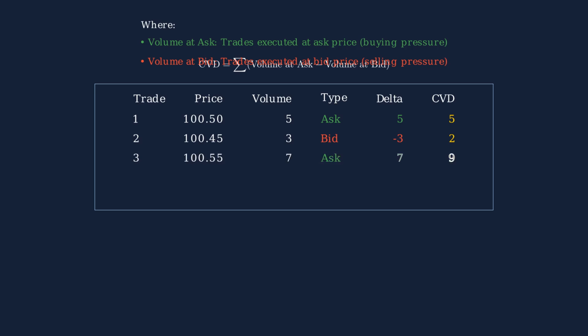Trade 3 is executed at the ask price with a volume of 7. Adding to our running total, our CVD is now 9. Trade 4 is executed at the bid price with a volume of 8. Subtracting from our running total, our CVD is now 1. Trade 5 is executed at the ask price with a volume of 10. Adding to our running total, our CVD is now 11.